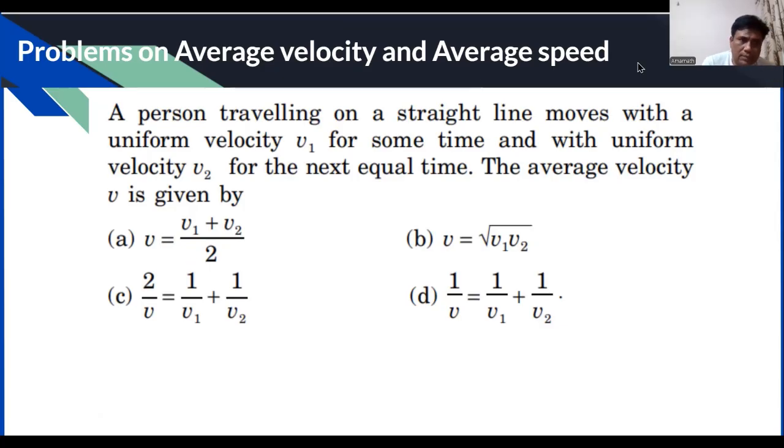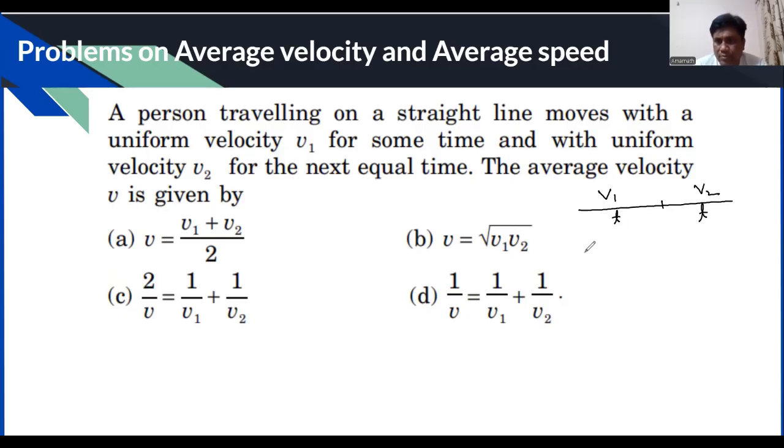See, what is the approach? First of all, traveling in a straight line. Say this is the straight line, and up to this position the total time is 2t. Then for the first time interval t, it is going with velocity v1. And for the second interval the time is also t only, because it is an equal interval. So the velocity is v2.